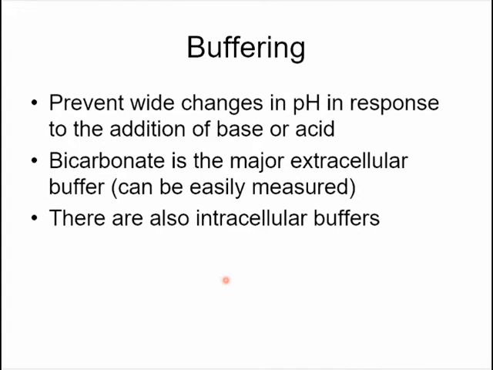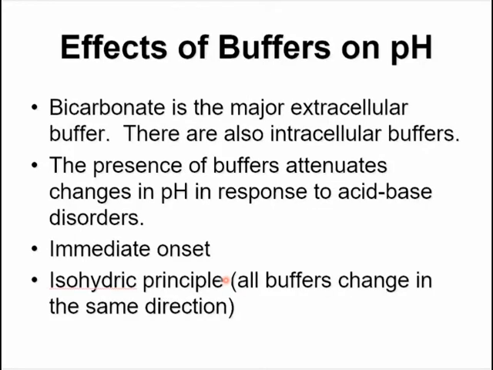If the extremes of pH occur, it will lead to disorders that could be fatal. So buffering systems using your bicarbonate and your other buffers are important in order to deal with changes in pH as a response to increased load of acid or bases in the body. Bicarbonate is the major extracellular buffer and it can be easily measured, but there are also intracellular buffers like phosphates, etc.